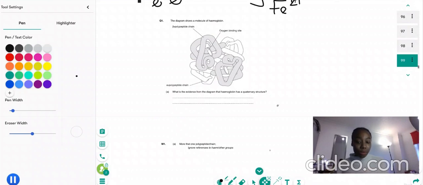And it says here as well, ignore references to heme or other groups. And it said this because the main point of quaternary structures is that there's more than one polypeptide chain. So quaternary structure may have another group associated with it, but not always. And so that's basically testing our core knowledge of protein structures.